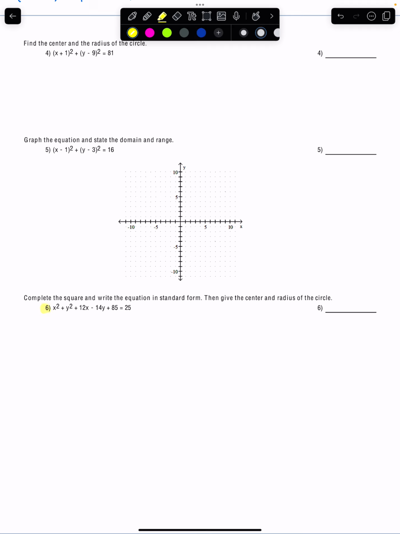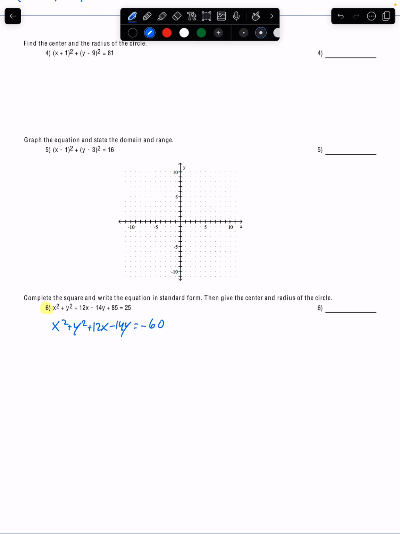Then for the last problem, number 6, complete the square, write the equation in standard form, and give the center and circle radius. So when we start out one of these problems, we need to move the constants to the other side. So we'll subtract both sides by 85. When you do that, you'll have a negative 60.